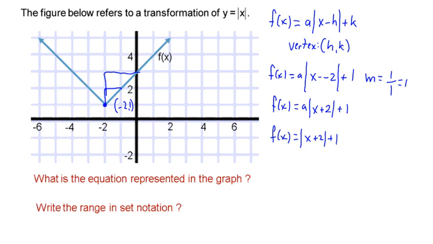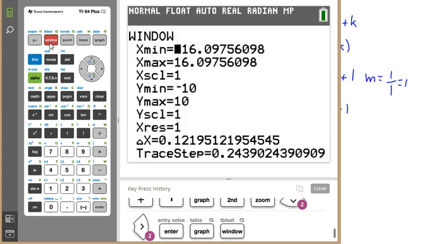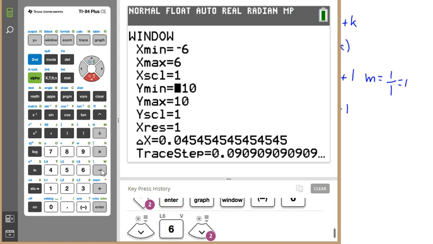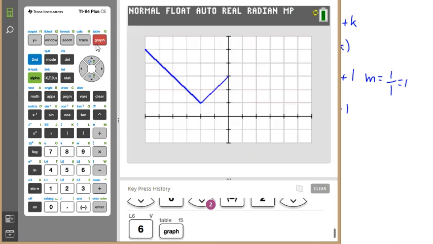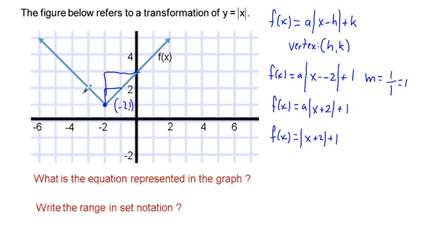It should. Okay, what we do is we go to Window, and x min -6 to 6, and scaling by 1, y min -2 to 6. Okay, we've changed all the dimensions here. Press graph. Okay, now you just go over here and look at it. Does that look exactly the same as this? Yeah, it does. So this is exactly right. This will be our answer to that question here.